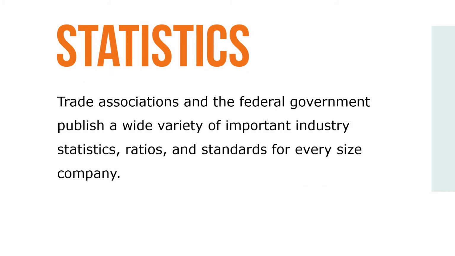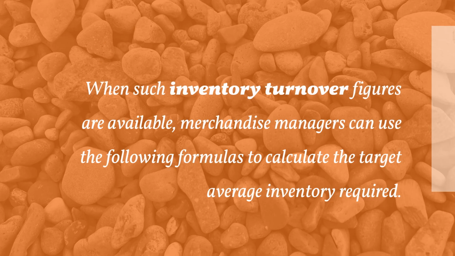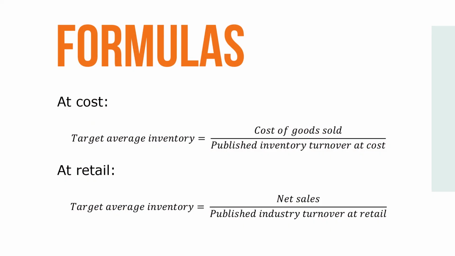Trade associations and the federal government publish a wide variety of important industry statistics, ratios, and standards for every size company. When such inventory turnover figures are available, merchandise managers can use the following formulas to calculate the target average inventory required by their firm to achieve the published industry standards for a company with similar sales volume. Here are some formulas. Target average inventory at cost is equal to cost of goods sold over published inventory turnover at cost, and target average inventory at retail equals net sales over published inventory turnover at retail.